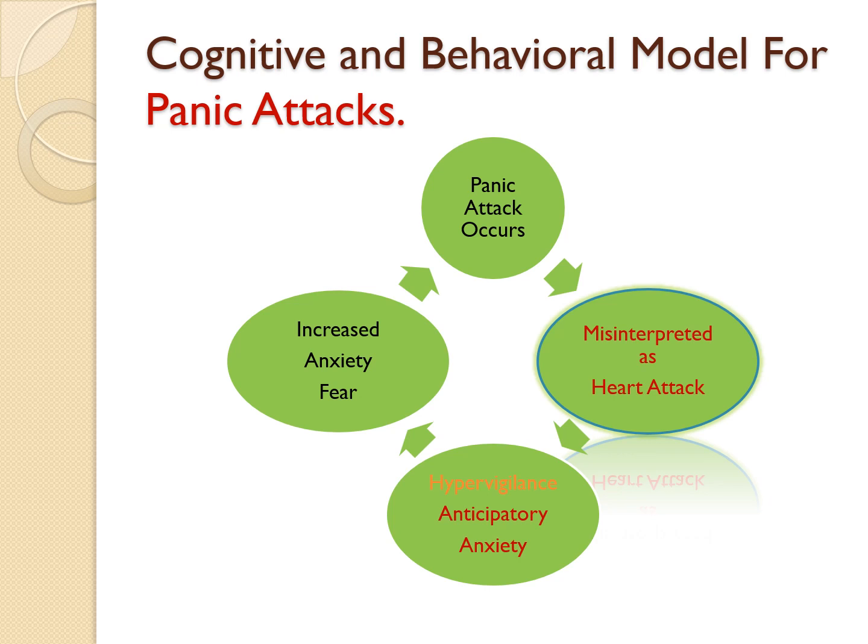So here, misinterpretation as heart attack is the cognitive part, and hypervigilance is the behavior, and anticipatory anxiety of having another attack is also part of cognition. So one has to correct this cognition and behavior in the person.